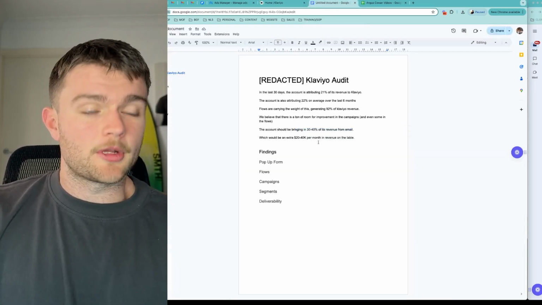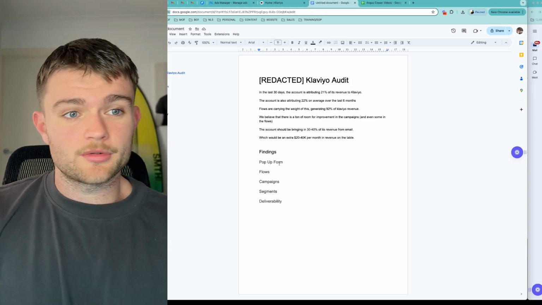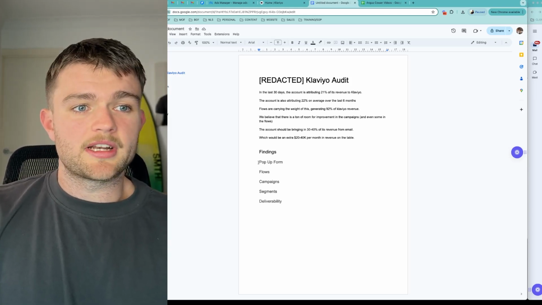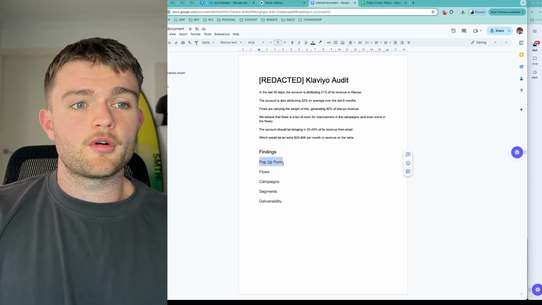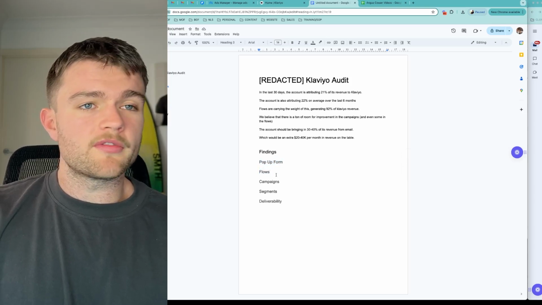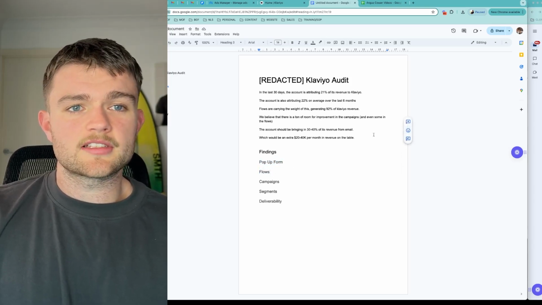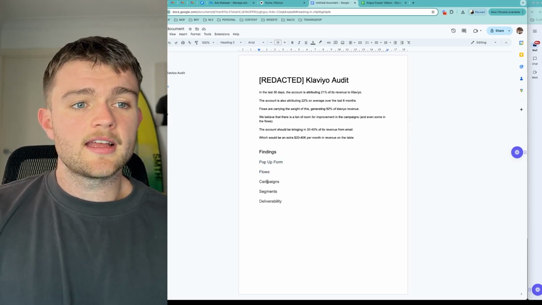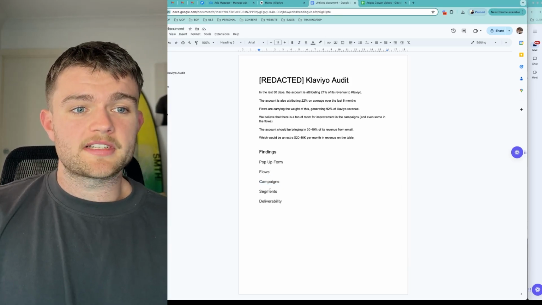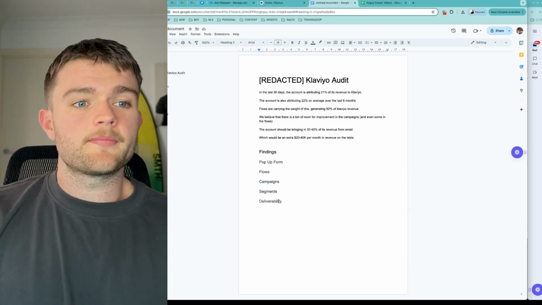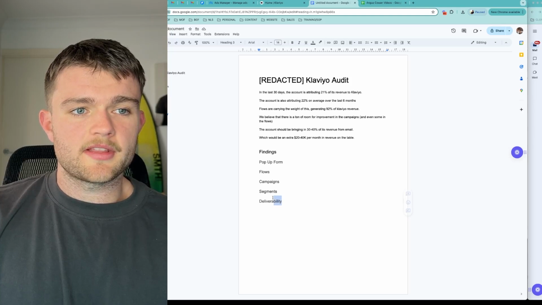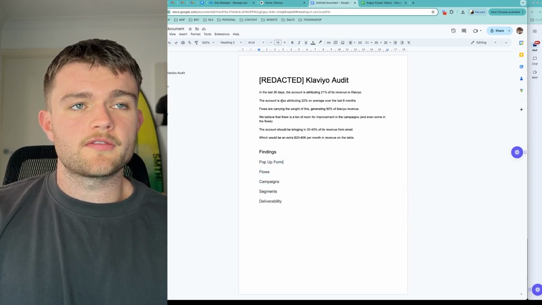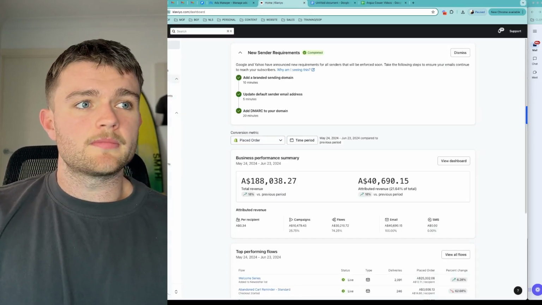So from here, I'm going to do the audit completely live. I haven't looked at anything else. The way I will split it up is we look at the pop-up form, we look at the flows, which we'll go over briefly because they're already so strong and it's clearly not the area of improvement here. But then we'll look at their campaigns, which are obviously lacking, the segments they're using, and their deliverability. So these are going to be the 5 pillars that I base an audit off. So let's dive into their pop-up form straight away.